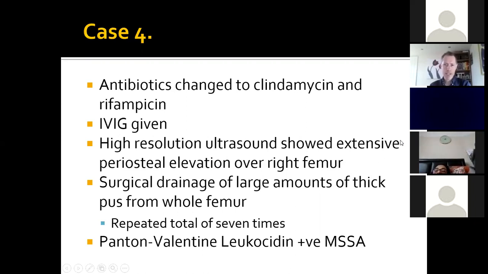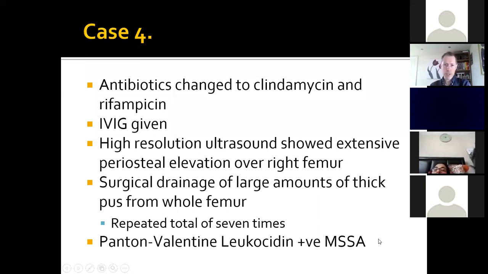That's indicating that there is not just the septic arthritis that was diagnosed initially, but periosteal elevation indicates that the bone is involved, so there is osteomyelitis. Surgical drainage was performed from the femur as well, and large amounts of thick pus were pulled out of the whole femur, essentially. And ultimately, this ended up being repeated 7 times during the course of this child's hospital stay.